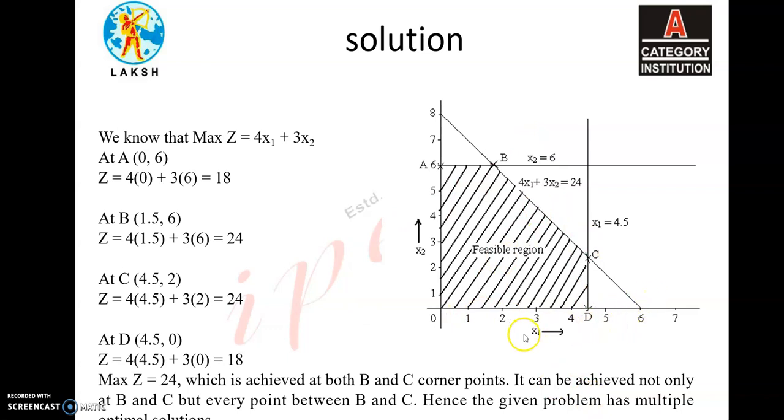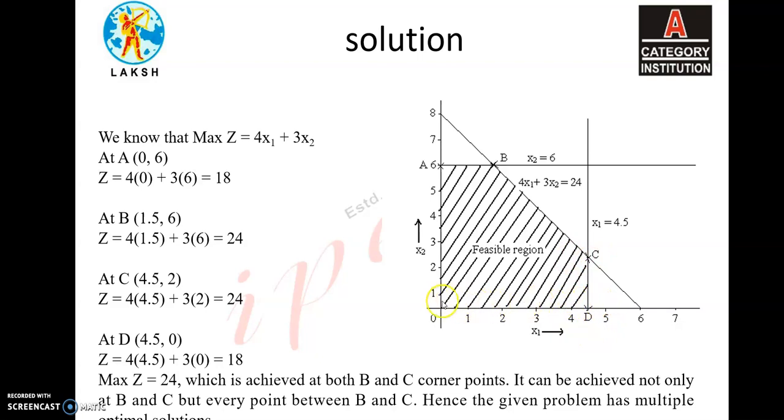With the help of these coordinates we draw the graph, and everywhere there is a less than equal to sign in each inequality constraint, the feasible region will be the region lying below the line in the first quadrant. This is your first quadrant. So the coordinates of the feasible region are O, A, B, C and D.